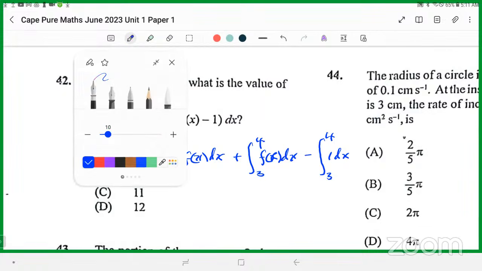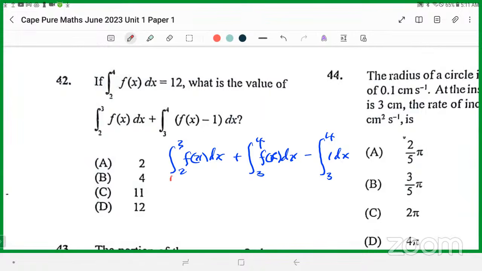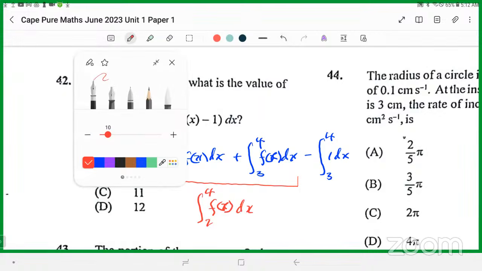So them two parts, yes or no? This and this. Them equal the integral from 2 to 4. If I do the integral from 2 to 3, then add in 3 to 4 of the same function, it becomes the integral of f of x from 2 to 4 dx. And you're going to subtract the part in blue.